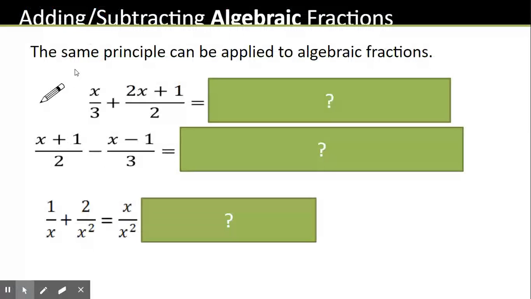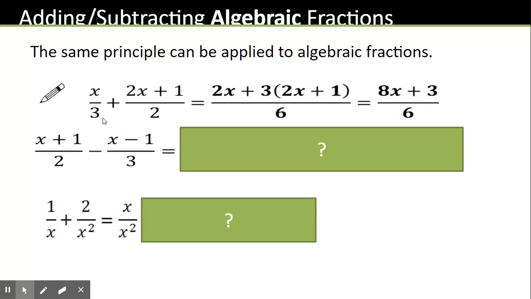We are going to now see how we can add or subtract algebraic fractions. We will use the same principle we used for adding fractions. In this case, here is a fraction x over 3, and there's another fraction 2x plus 1 over 2. As you may recollect, algebraic fractions are fractions involving algebraic terms. Here, both the numerators have algebraic expressions.